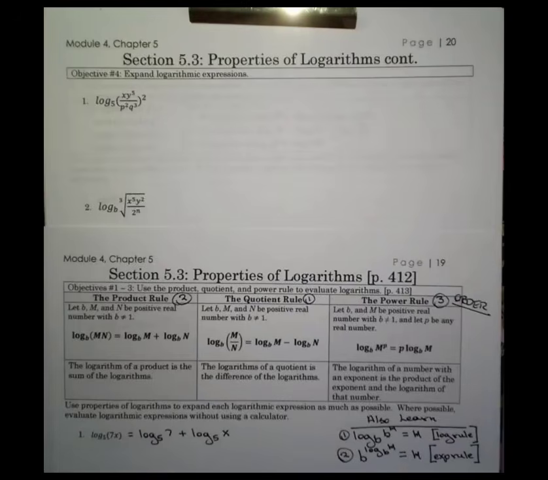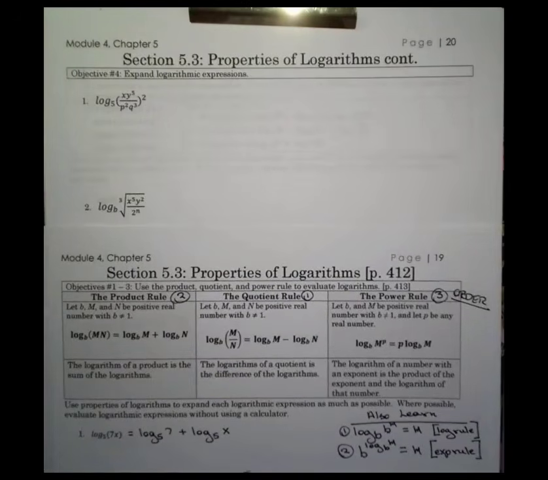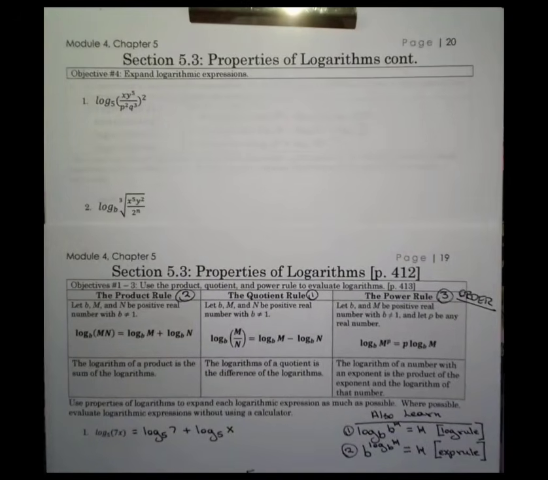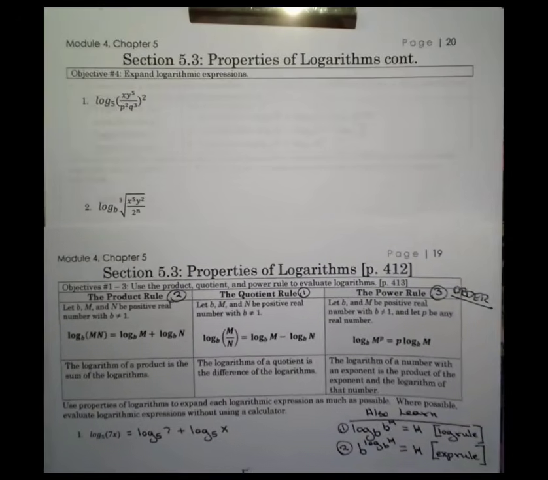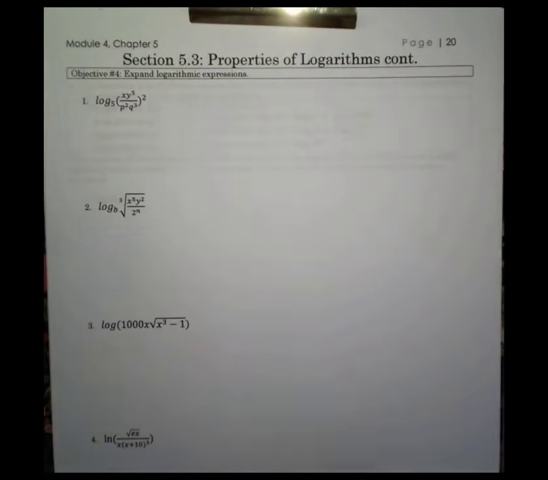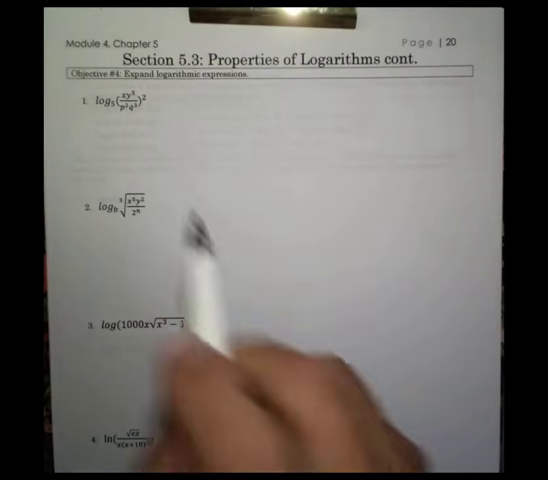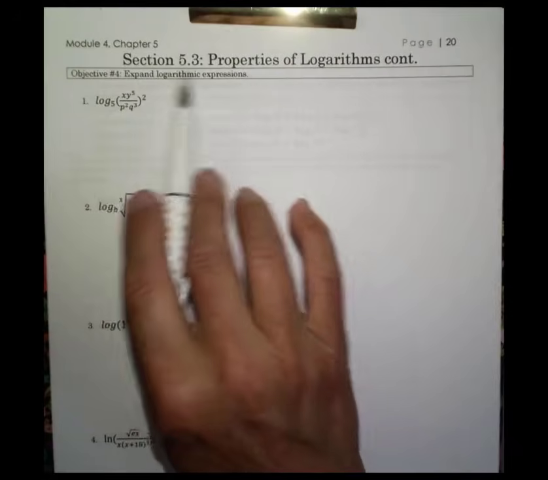And we've got a few more of these to work, and you might want to keep this set of rules handy when you're working this page. So kind of put a tab in page 19, if you will. This one, the first one, we're going to look at what we're doing here. They're asking us this time to expand them.